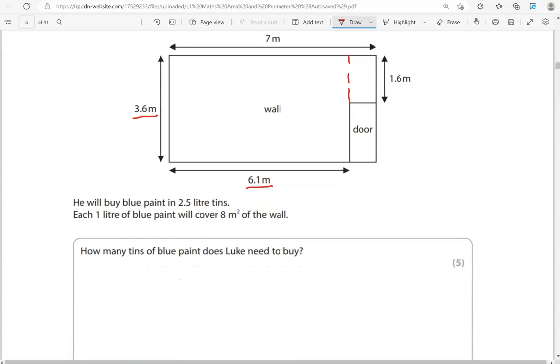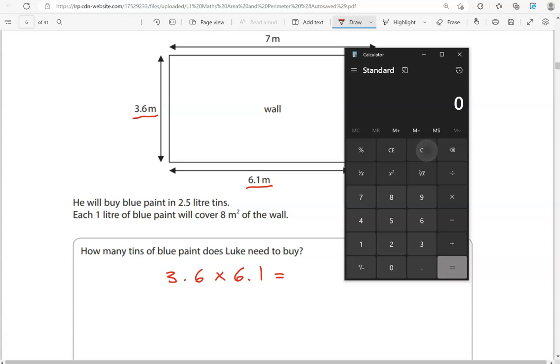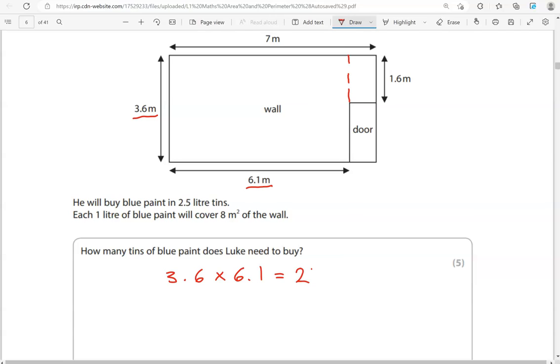So I'm going to do 3.6 times 6.1 to work out the area for that big rectangle. They're both in meters, so no conversion needed. That gives us 21.96 square meters. Now we've got the small rectangle, which measures 1.6 meters by this width here, which we don't know.